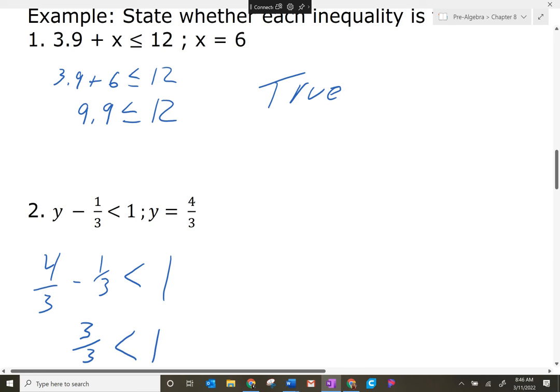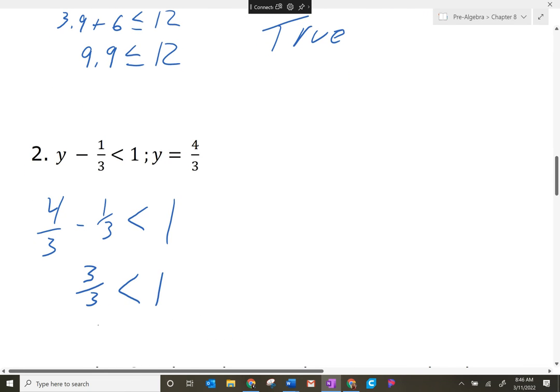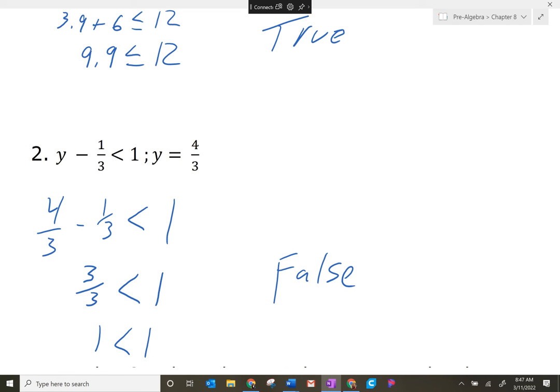Can we simplify that fraction? What's 3 over 3 written as a whole number? 1. So the very last part I got 1 is less than 1. Is that true or false? False. Why is it false? Because it can't equal 1. Music to my ears. Yeah, it has to be less than 1. It can't be equal to it. Definite false on that one.